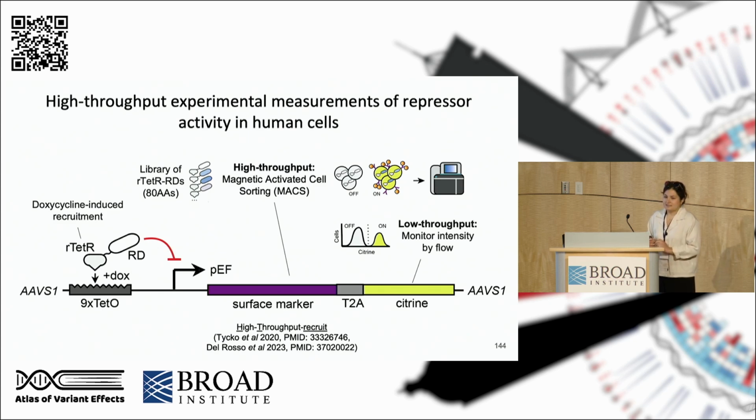We design a library of 300 base pair oligos encoding 80 amino acid repressor domains fused to rTetR. And this rTetR allows us to recruit these repressor domains just upstream of our constitutively active promoter and measure their silencing in a pooled format. We allow silencing to occur for a few days, and then we conduct magnetically activated cell sorting and compute the enrichments of the domains in the on and off populations to get a measurement of repressor strength for each of our mutants.